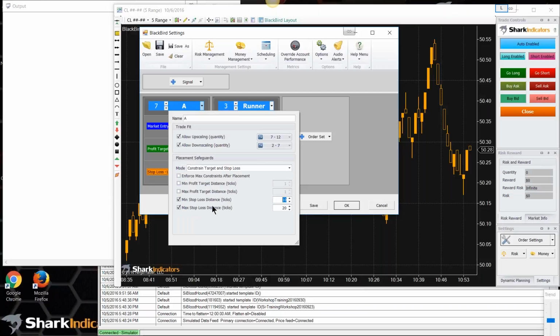So once the order has been placed within these safeguard distances, within these constraints here, then your trailing rules can take over and do whatever they want. Your trailing rules are not constrained by these safeguards. It's only the initial placement. So if you have this mode set to skip trades, then obviously you're just skipping the whole trade, and your order set does not get placed.